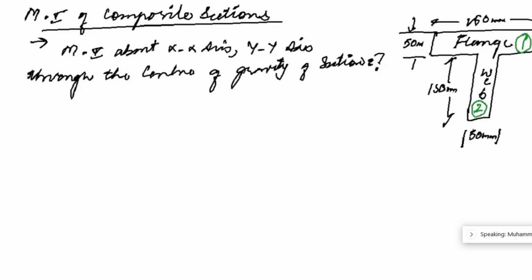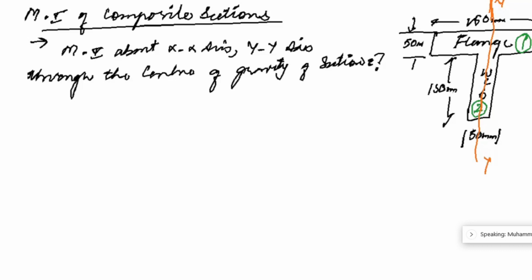As we can also see, this flange is symmetrical in either direction of the y-axis, but it is not symmetrical about the x-axis. Therefore, we can say the center of gravity will lie on this axis, but at which point on the y-axis it is, we need to calculate that.